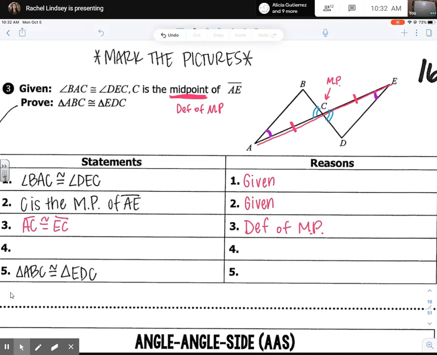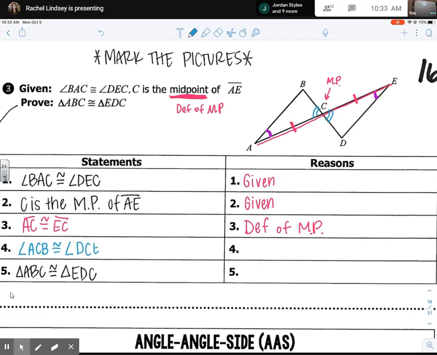Can't just put angle C, it's congruent to angle C. So angle ACB is congruent to angle, what? ECB. ECD, if you want to be technically perfect. B goes with D, and then CE. So I'm just putting how they line up.